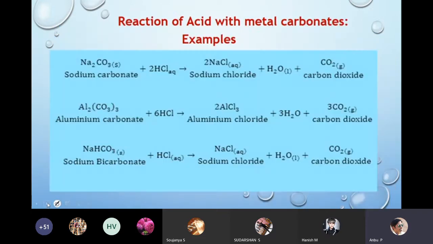Yes, master. I have given some examples, like sodium carbonate, Na2CO3, added with HCl, and it forms sodium chloride, a salt, and H2O plus carbon dioxide gas. This is the neutralization reaction. Remember, an enormous amount of carbon dioxide gas will be released. If you observe all these reactions, we call it effervescence. The term used to describe the formation of carbon dioxide gas is effervescence.